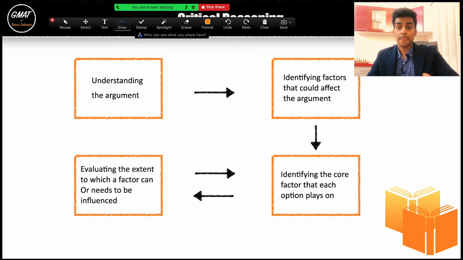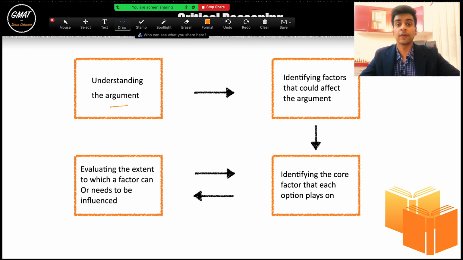Now, we're going to be talking about the approach to critical reasoning as a whole. We will get to evaluate questions specifically in 5 minutes or so. But before we do that, we have to know how to approach the stem or the argument itself, right? And that's the first step of the 4-step process.